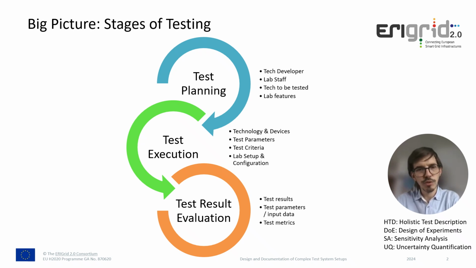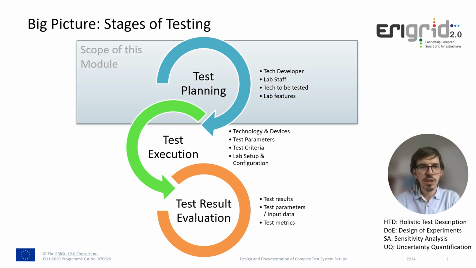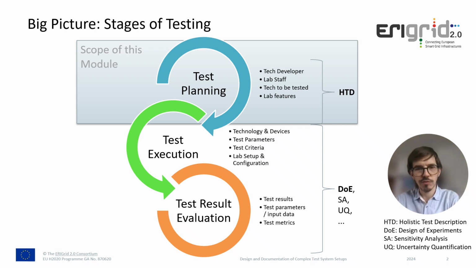Whereas the previous modules have focused mainly on the technologies for test execution, this module focuses on test planning, where we have a conversation between technology developers and lab staff about the technology to be tested, and also how the lab can support the testing of these features. To this end, we have developed methodologies, primarily the holistic test description, which we've introduced here, and that can then be supported by existing methods of design of experiments, sensitivity analysis, or uncertainty quantification.